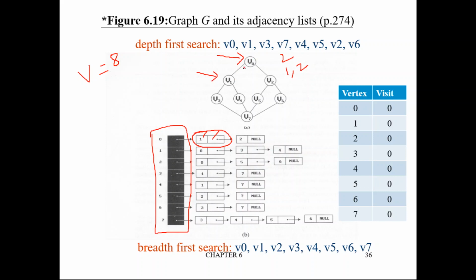Again, vertex 1 has edges to how many vertices? 3 vertices, this also you should consider: 1 has edges to 3 vertices. What are the vertices connected to it? 0, 3 and 4. This order of entry is important.